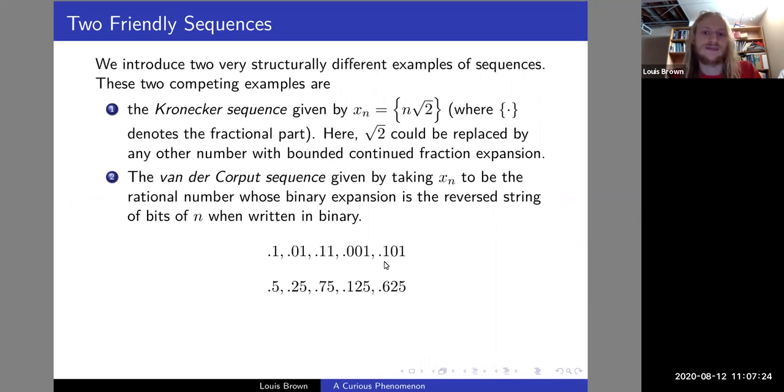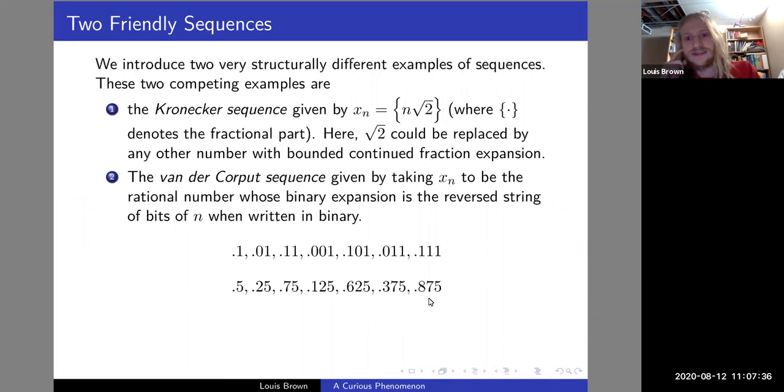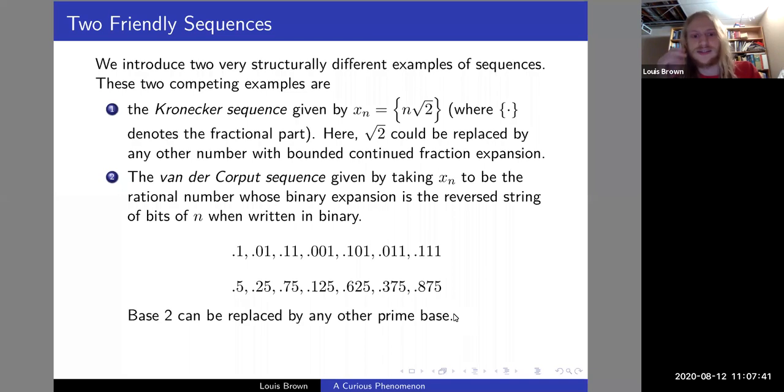And then we have 101, 0.625, 011, which is the reverse of 110, 0.375. And then we're going to have 0.111, which is 0.875, and so on. And here we can replace base 2 with any other prime base. So it's not that 2 is special, but that's just the sequence that we're going to be looking at in this particular case.